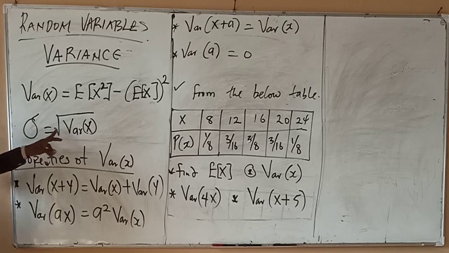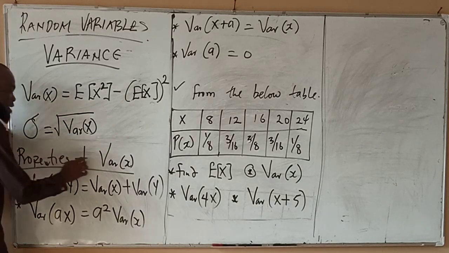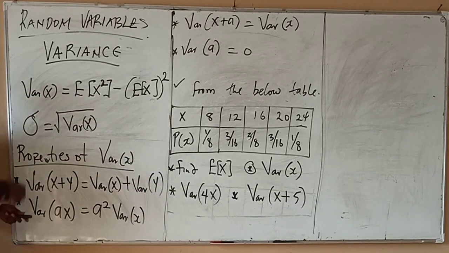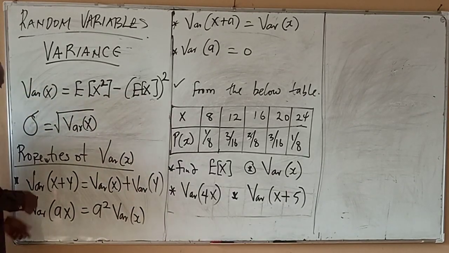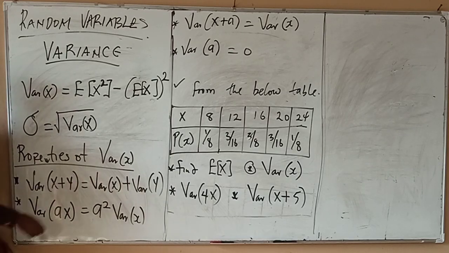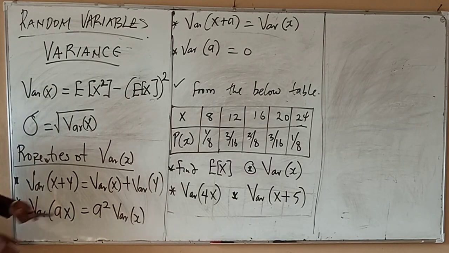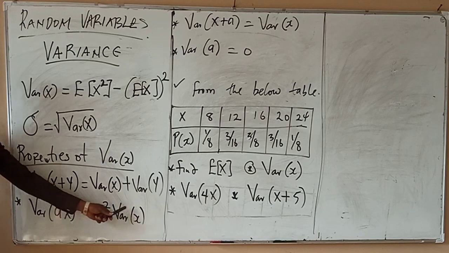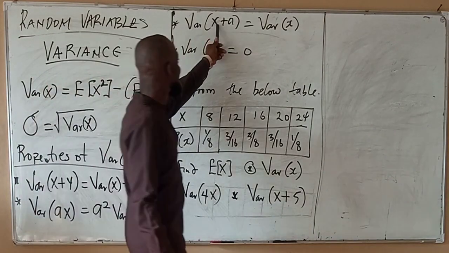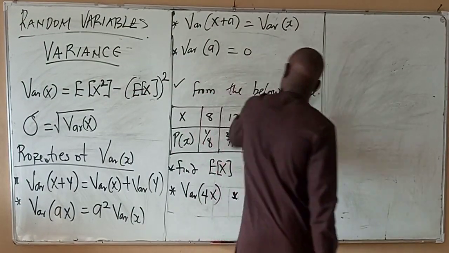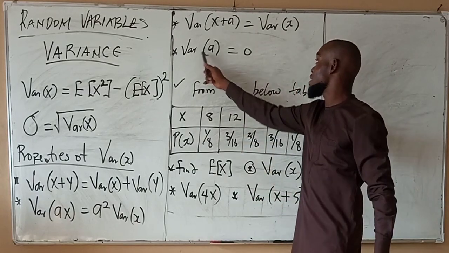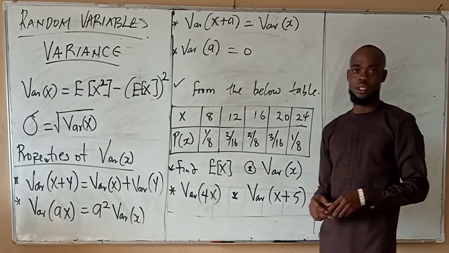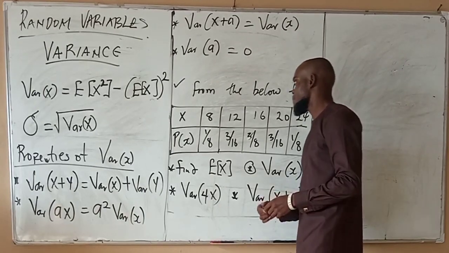That, and the standard deviation is the square root of variance. Very, very important. So the following are the properties of variance of x. If x and y are independent variables, then variance of x plus y is equal to variance of x plus variance of y. While variance of a constant times x is equal to that constant squared times variance of x. The variance of x plus a constant is equal to variance of x. Why? Because the variance of a constant is equal to 0. Take note of that. It's very, very important.